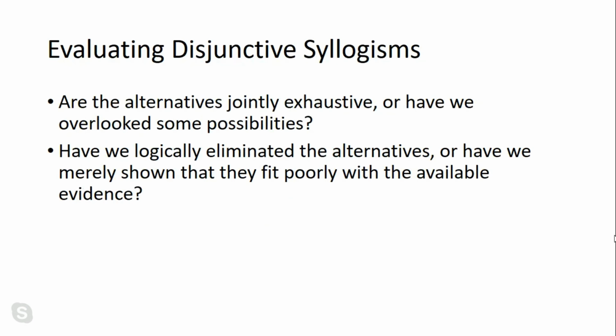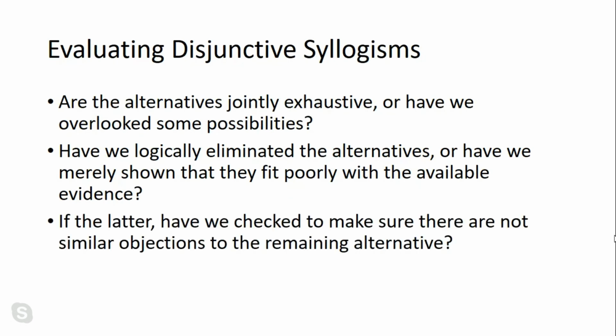This one is important because if the latter, then there's a third question that arises. Have we checked to make sure there are not similar objections to the remaining alternative? I mean, if I say A or B or C, and then I make an argument that A and B both fit poorly with the evidence, and along comes somebody else who says, yeah, but you know what, C fits poorly with the evidence as well.